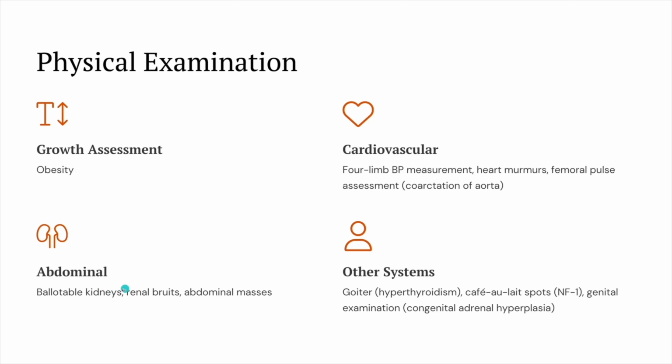Abdominal examination. Do palpate the abdomen to see any bilateral kidney enlargement. Listen for renal bruits to rule out renal artery stenosis or palpate for any abdominal mass. For other systems, go back to the secondary causes. For hyperthyroidism, look for goiter, NF1, cafe-au-lait spots. Do a genitalia examination to rule out congenital adrenal hyperplasia. So everything is based on the differential diagnosis of the secondary causes. Do remember the secondary causes.